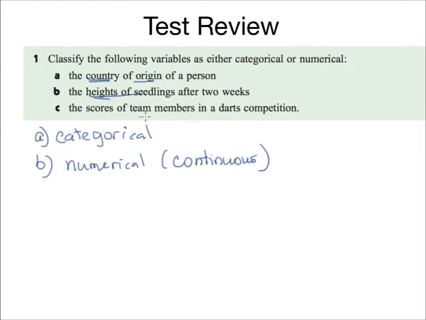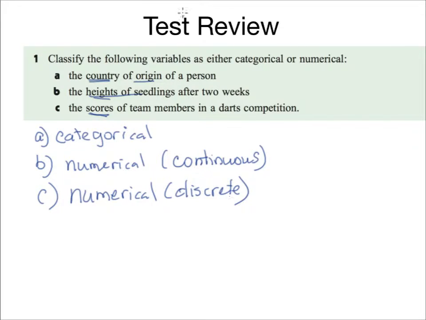The scores of team members on a dart competition, well, they can either score a point or not a point, so it is numerical, but in this case it's going to be discrete. Quantitative discrete or a numerical discrete.